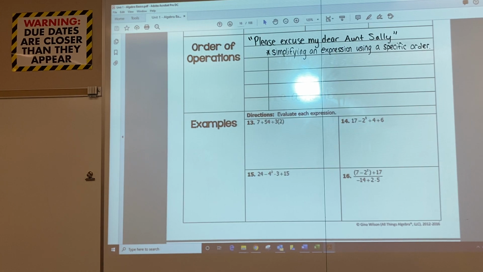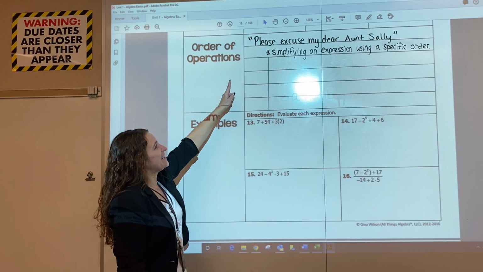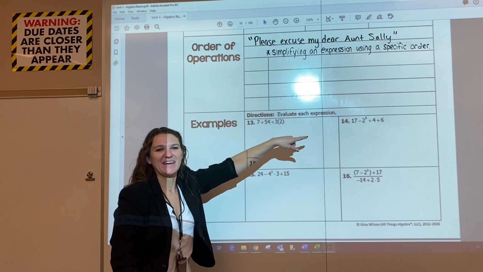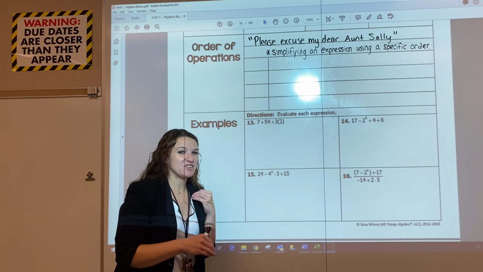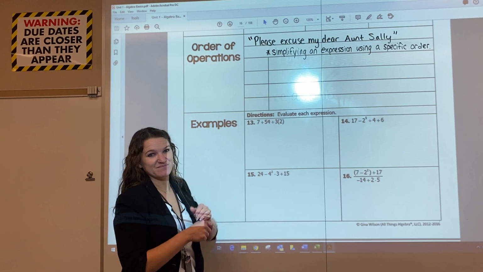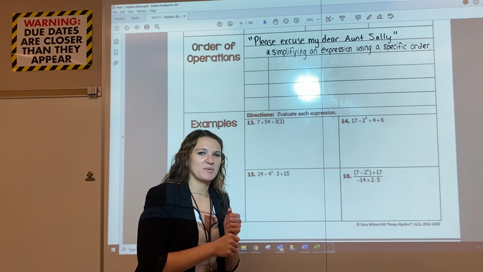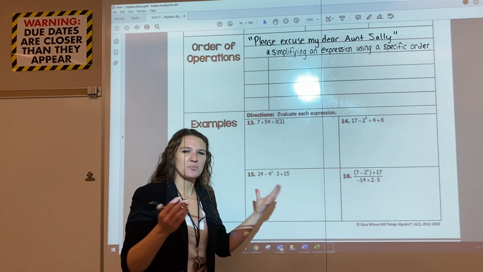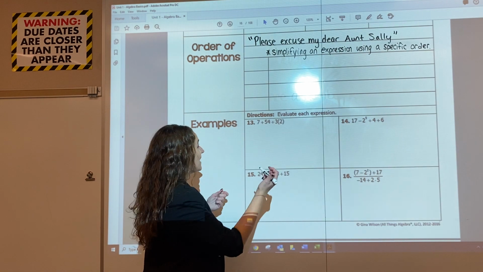So today we're looking at order of operations. And as you can see, I've already written in, please excuse my dear Aunt Sally. That represents the specific order we need to use with our operations in order to simplify an expression. So take a second, copy that into your notes or into your notebook, and I'll talk a little bit more about this. So we know that please excuse my dear Aunt Sally represents PEMDAS.